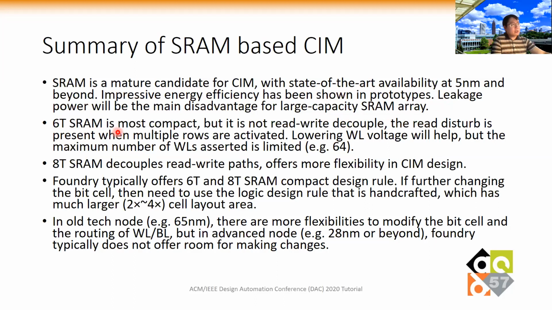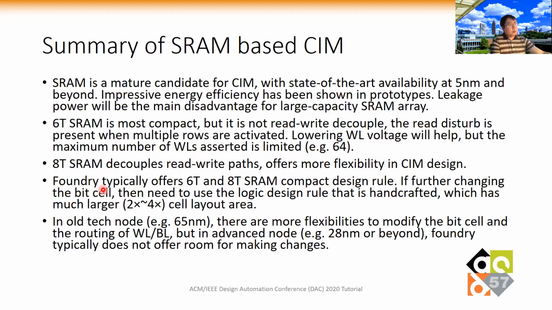The 6T SRAM cell is the most compact cell, but it is not read-decoupled. So read disturb is a problem when multiple rows are activated. Lowering the wordline voltage may help, but the maximum number of wordlines that can be turned on simultaneously will be limited, for example, to 64. The 8T SRAM cell can decouple the read and write path and offer more flexibility in the design, but of course comes with area overhead.